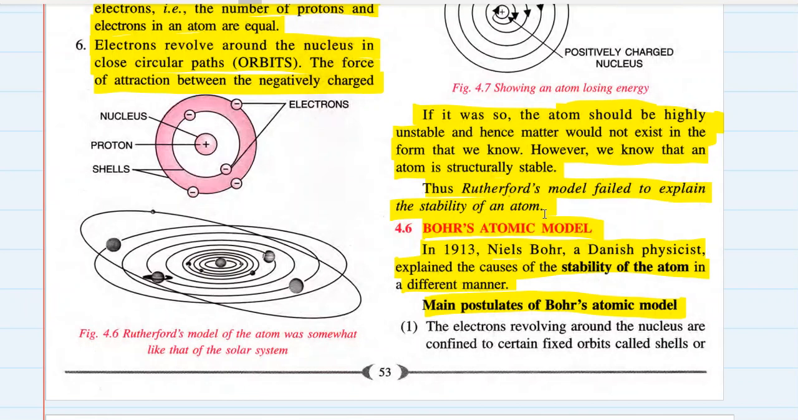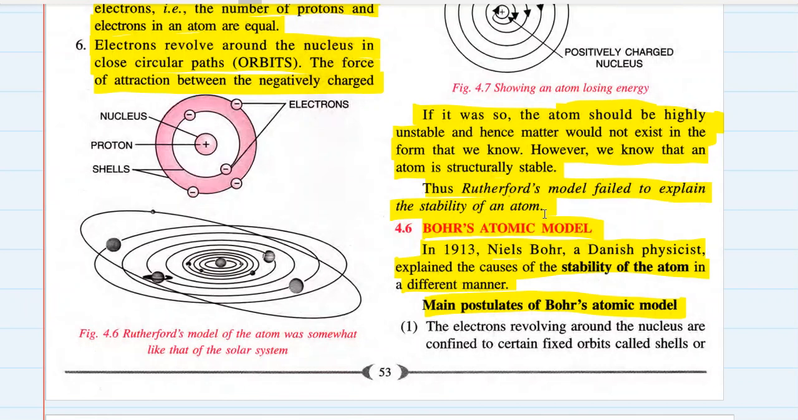So Bohr came in the picture, and he gave some very strong proofs with the help of his research and experiments that this is how an atom is. Let alone the nucleus and the shells around the nucleus in which electrons revolve, but how are these electrons distributed? He gave that answer.